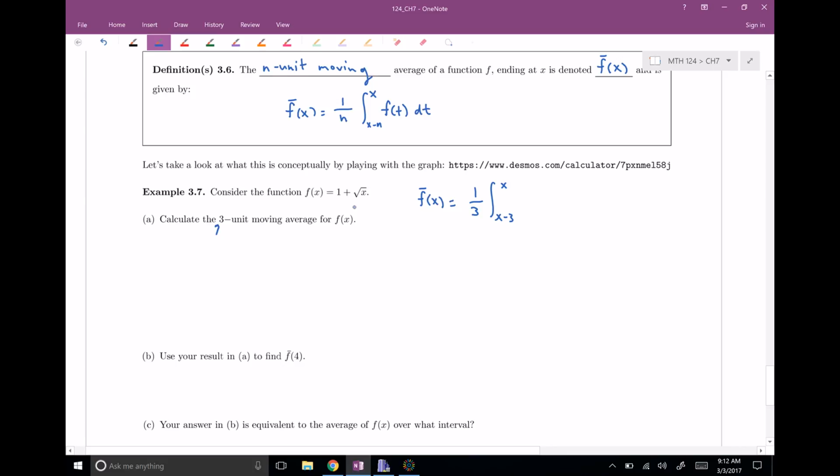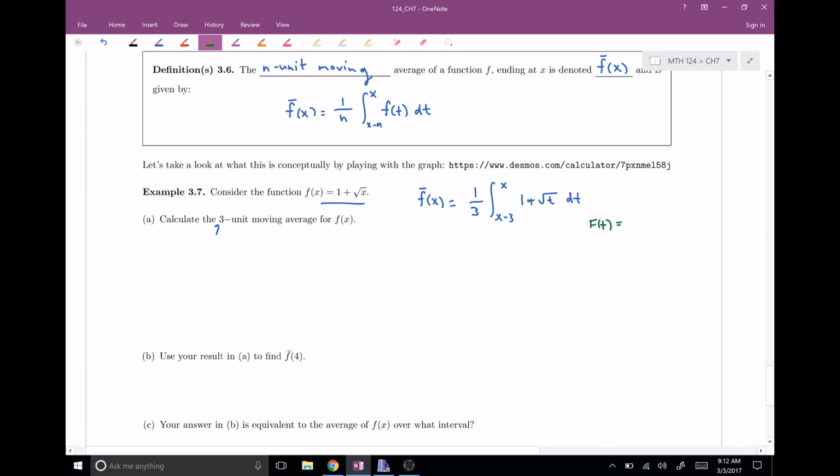So instead of f of x, everywhere I see an x, I'm going to put a t. So this is going to be 1 plus root t dt. So this is saying we're going to be integrating with respect to t. Okay, well, in order to calculate this definite integral, I'm going to need to use the fundamental theorem of calculus. So let me go ahead and figure out what my antiderivative will be. My capital F of, actually I'll use t here, to stay consistent.